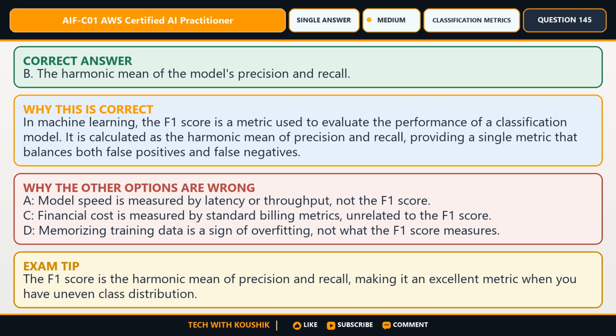The incorrect choices are plausible but unsuitable because A. Model speed is measured by latency or throughput, not the F1 score. C. Financial cost is measured by standard billing metrics, unrelated to the F1 score. D. Memorizing training data is a sign of overfitting, not what the F1 score measures. The F1 score is the harmonic mean of precision and recall, making it an excellent metric when you have uneven class distribution.